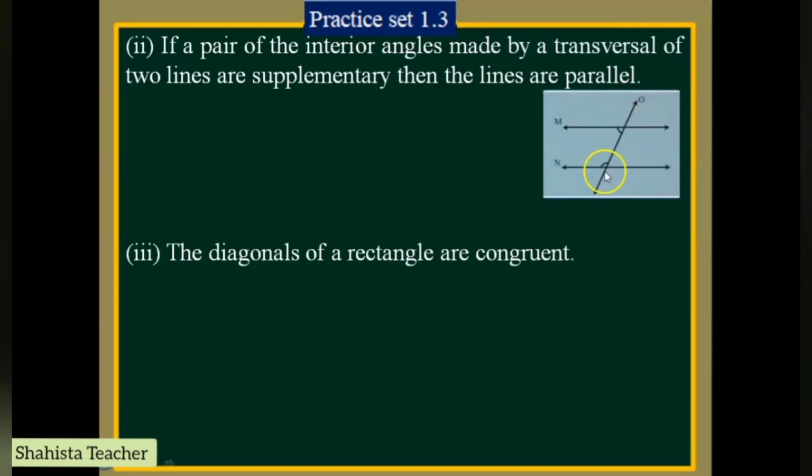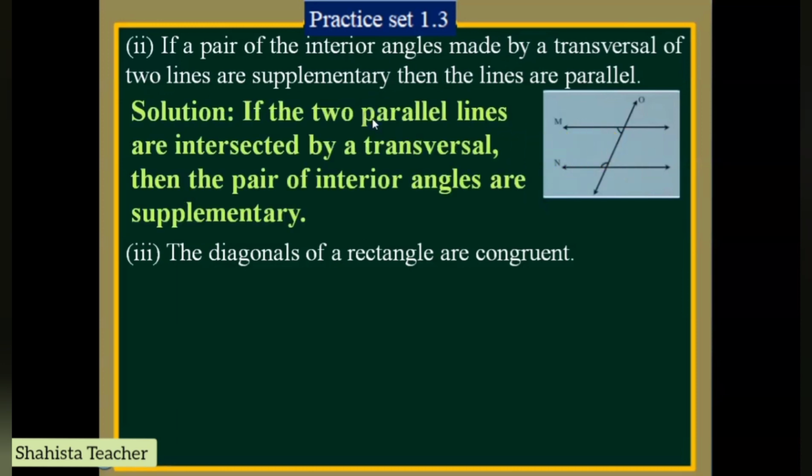How many angles are there? Two angles. After adding these two, we get 180 degrees, because one is obtuse and one is acute. So here we will write the statement: if two parallel lines are intersected by a transversal, then the pair of interior angles are supplementary. Is that clear? Because after adding we get 180 degrees, that means it is a supplementary angle.